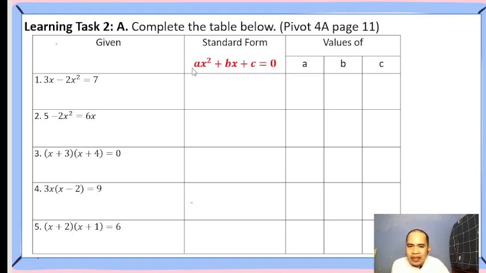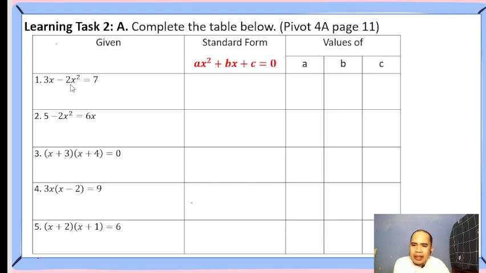So, ibig sabihin, si a ay dapat hindi 0 at si a dapat ay hindi negative. At sa pagsulat, dapat si quadratic term ang nauna, sumunod si linear term at susundan ni constant and always equate to 0. Now, let's have this number 1. 3x minus 2x squared equals 7.